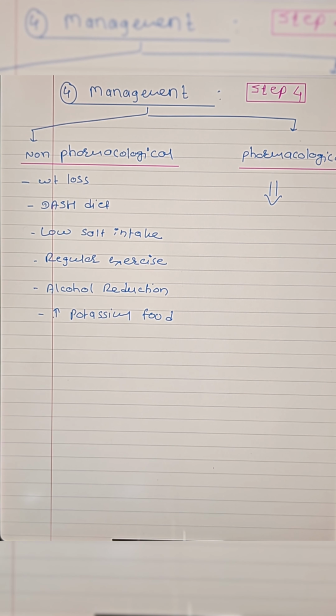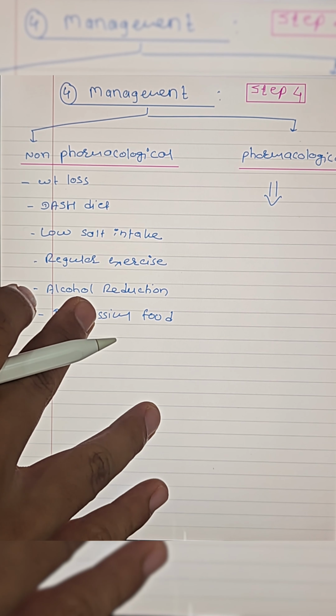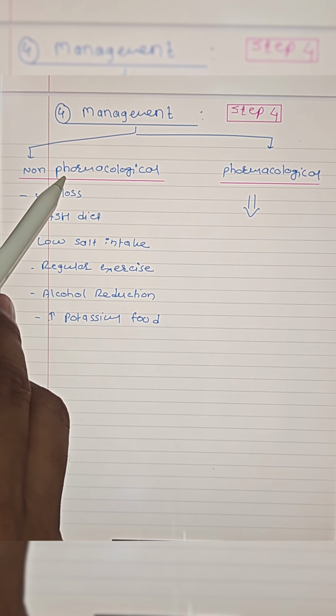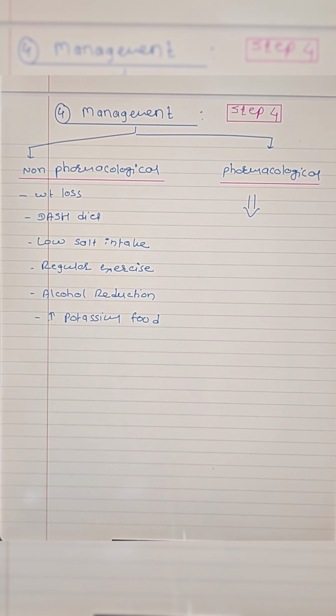Coming to step 4, management. So you have diagnosed the patient, then you have done the routine laboratory investigation. Now you have to manage the patient. So there are two types of management. One is non-pharmacological management, second is pharmacological management. What is non-pharmacological management? This is basically the lifestyle changes you have to follow.